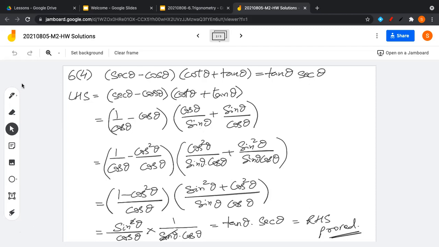Once that is done, now we have two sets of fraction addition and subtraction where the fractions are like. So we continue with simple fraction addition. Then we use the trigonometric identity sine square theta plus cos square theta equals 1. So 1 minus cos square theta becomes sine square theta. Sine square theta plus cos square theta equals 1, so just 1. When we simplify, we are left with tan theta into sec theta, which is the RHS. And so we have proved.